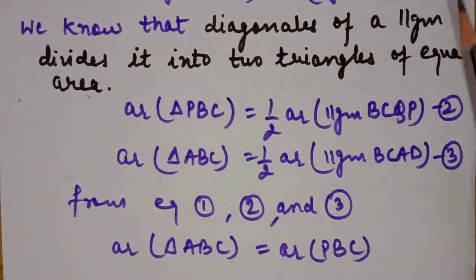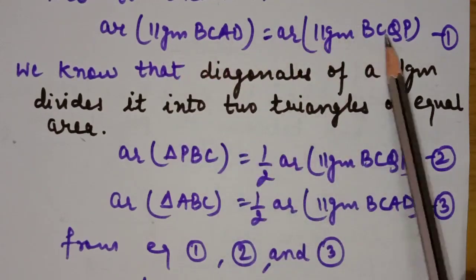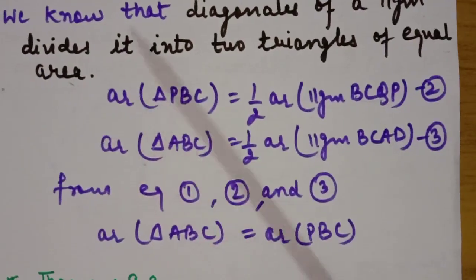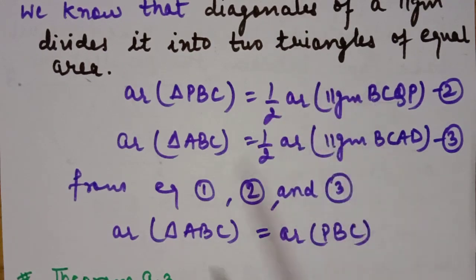From equation first, what was the first equation? That the areas of these two parallelograms are equal to each other. And what were equations number 2 and 3? Equation number 2 is this, 3 is this. From equations 1, 2 and 3, area of triangle ABC is equal to the area of triangle PBC. So students, this is your theorem 9.2.